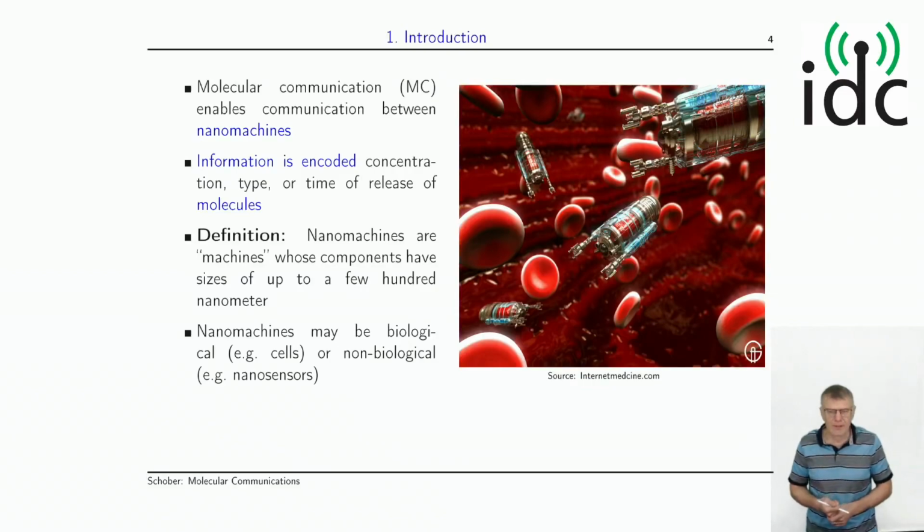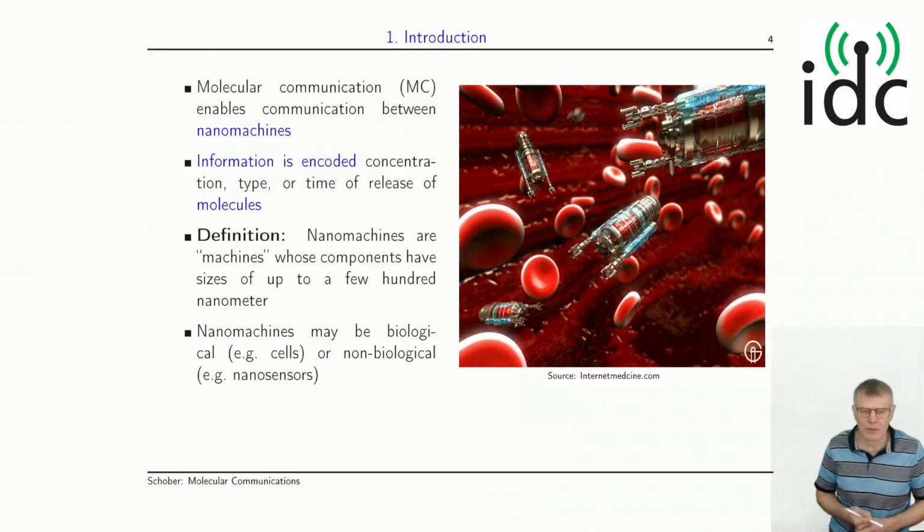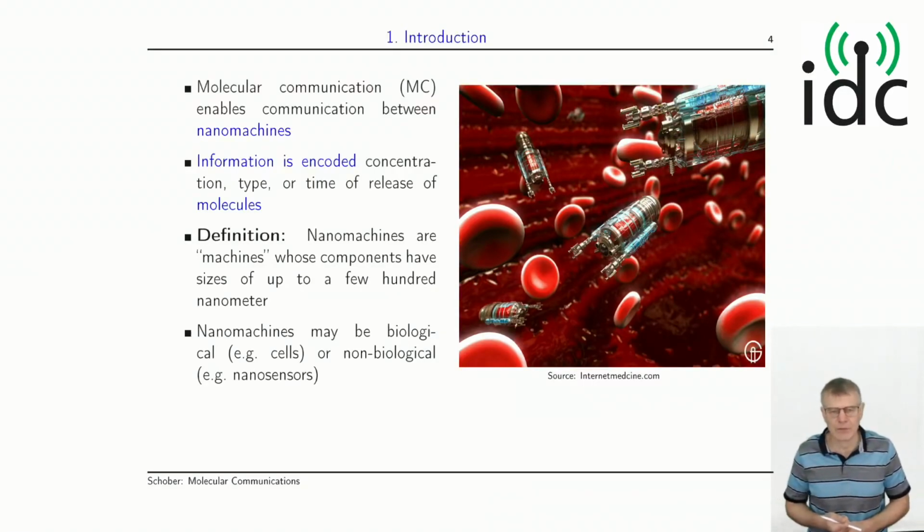Now, what is molecular communications? Molecular communication is supposed to enable the communication between so-called nanomachines. And the defining feature here is that the information is encoded in the concentration, type, or time of release of molecules. So in the properties of molecules, basically.